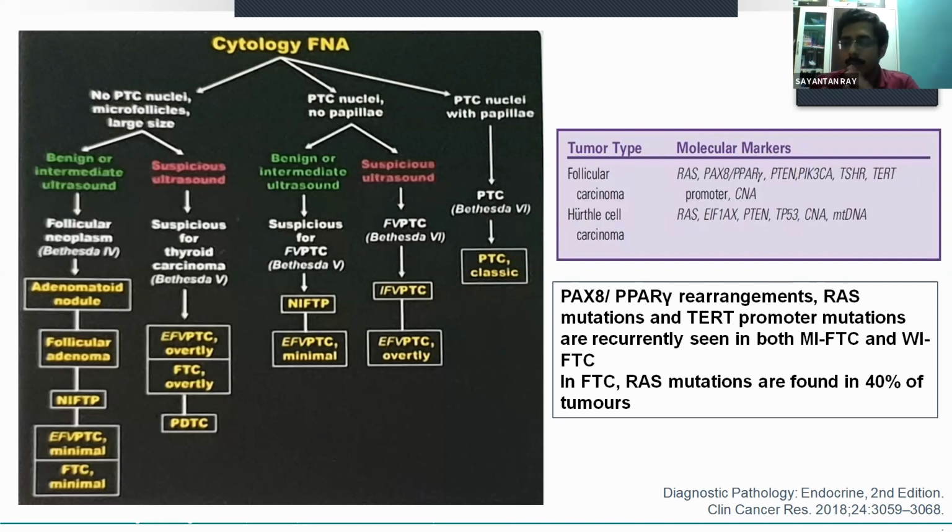Regarding the principal molecular markers of follicular or Hurthle cell carcinoma, the PAX8-PPAR gamma rearrangements, RAS mutations, and TERT promoter mutations are recurrently seen in both minimally invasive and widely invasive follicular thyroid cancers. And in follicular thyroid cancers, RAS mutations are found in 40% of tumors.